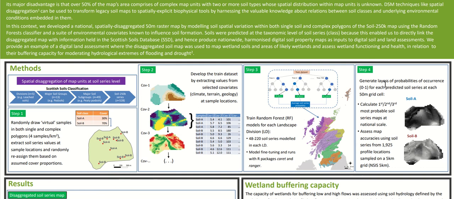And the fourth step was to generate layers of probabilities of occurrence for each predicted soil series at each 50-meter pixel, and then calculate the first, second, and third most probable soil series at national scale, and assess map accuracies using information from soil profiles.